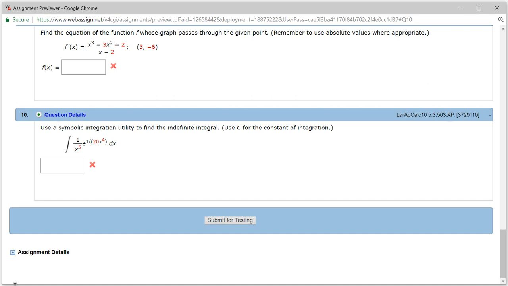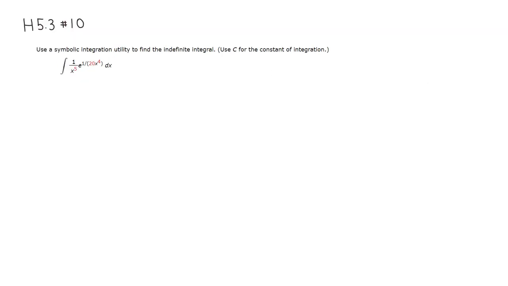All right, let's look at homework 5.3, problem number 10. It says they use a symbolic integration utility, but we can do this by hand. So let's do it by hand. Here, we're going to use substitution.